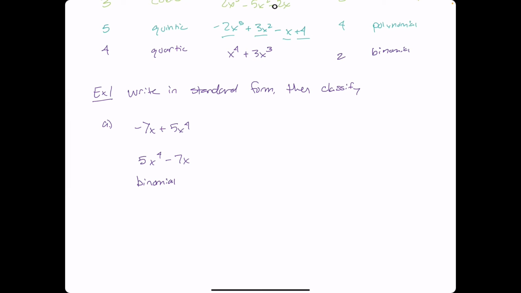It's right here, if you can read my writing. Quadratic. Oh, that part of it. Quartic. Quartic binomial.